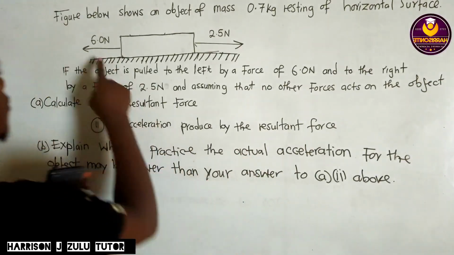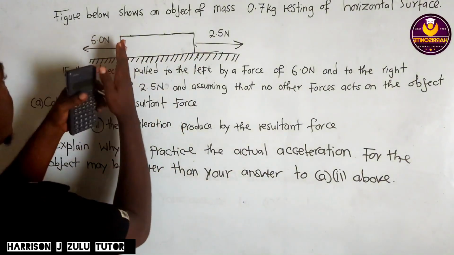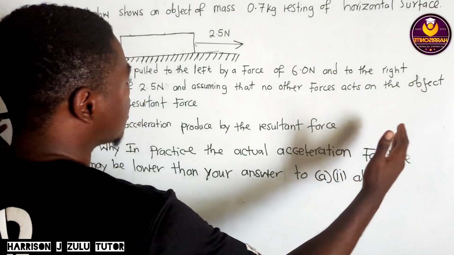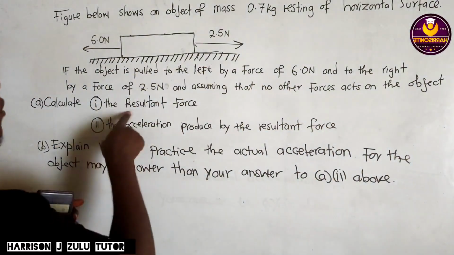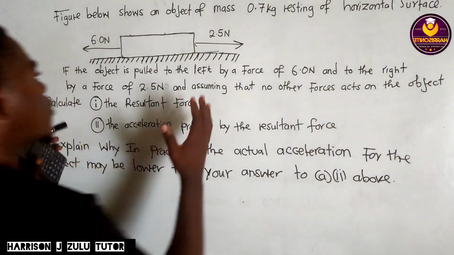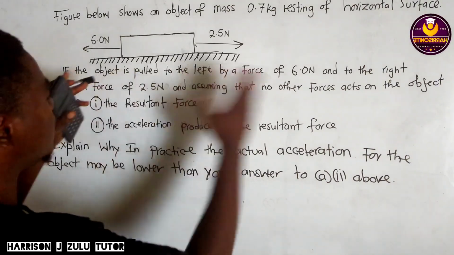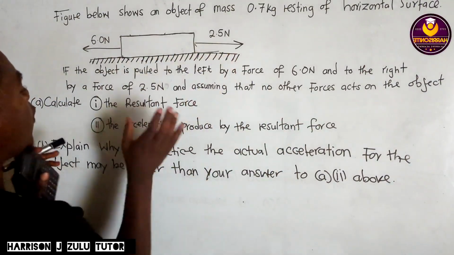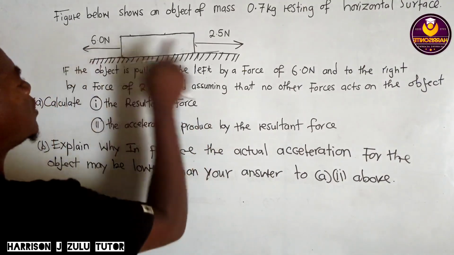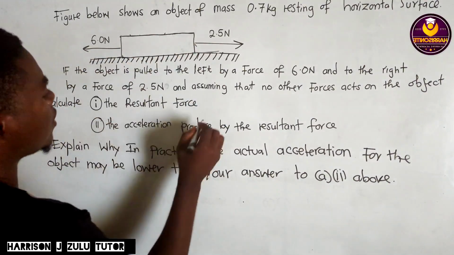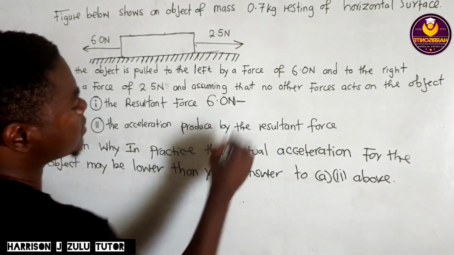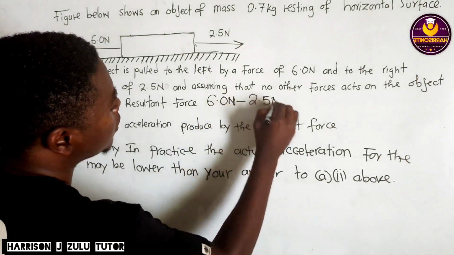So in this case, we've got this force that is pulling it this side. We've got this force that is pulling it this other side. So now, in this case, we are told to find the resultant force. Whenever you've got two forces that are going in different directions, for you to find the resultant force, you just need to do what? You just need to subtract the two. So you're just going to say 6.0 newtons minus 2.5 newtons.